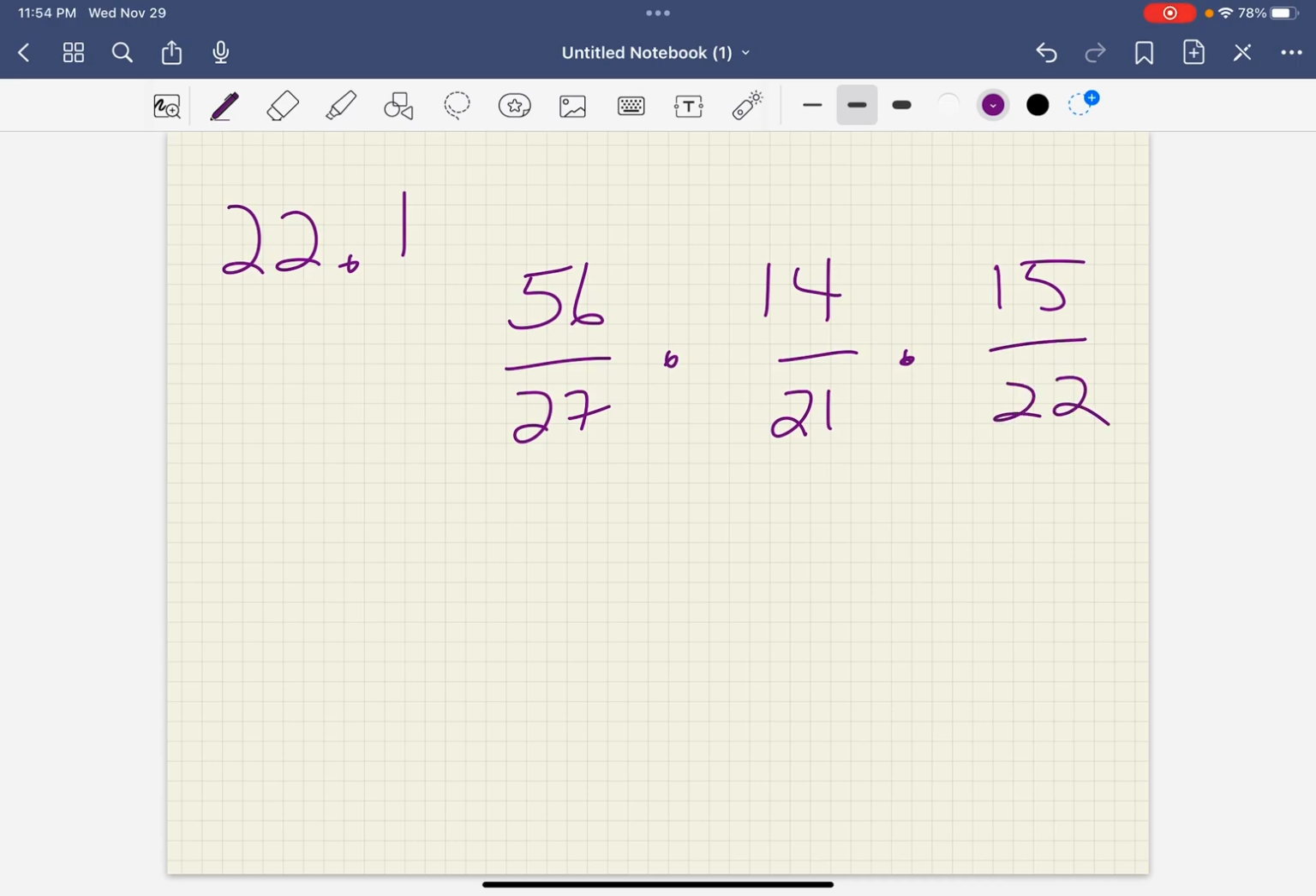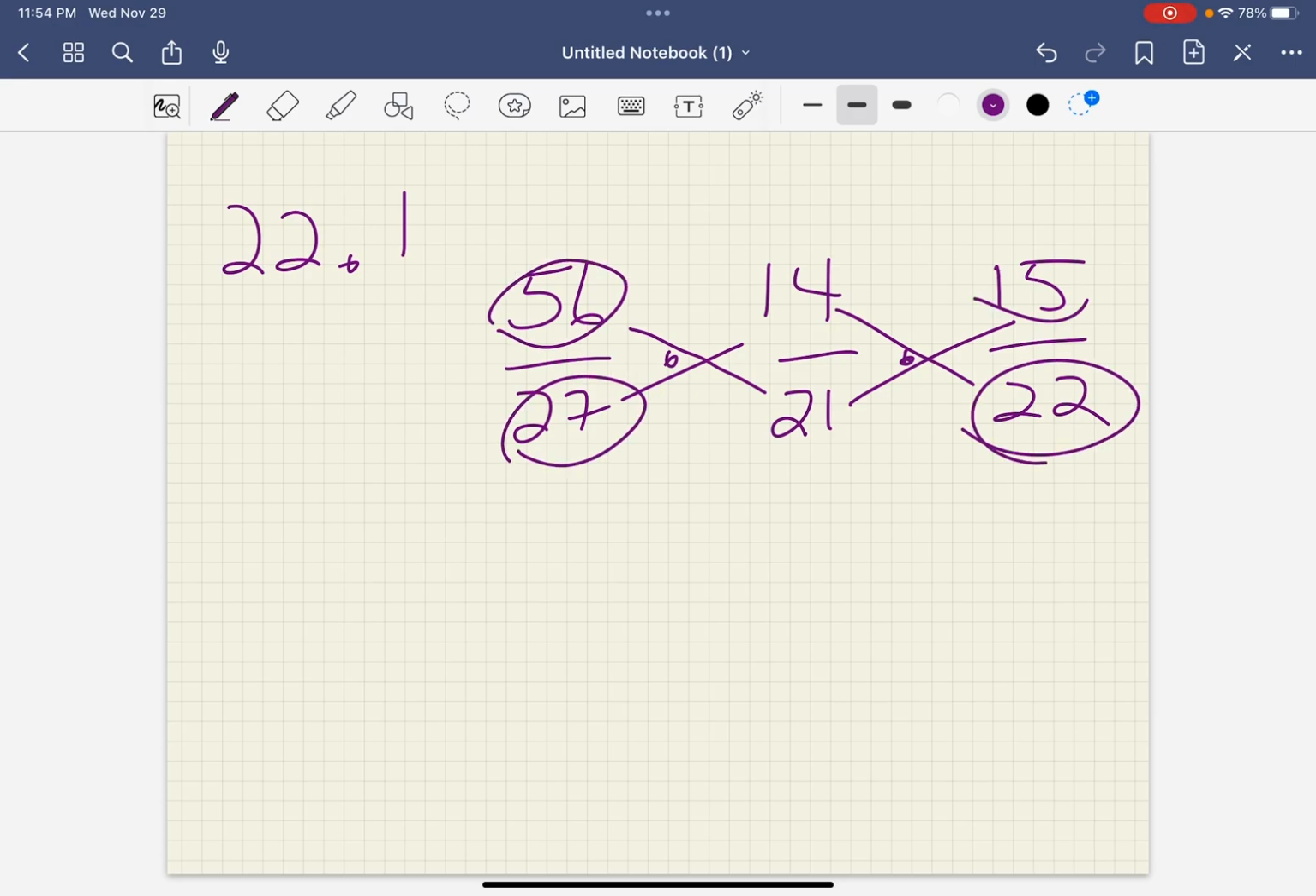So now, remember, we can cancel straight up and down, or we can cancel diagonally. So that means we could cancel this way, this way, this way, this way, or we could cancel all the way from 56 to 22 and 27 and 15. So any of those are possibilities, okay?